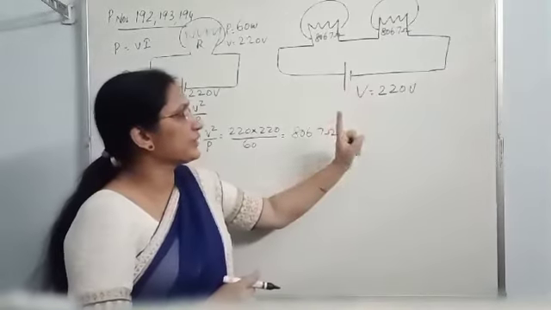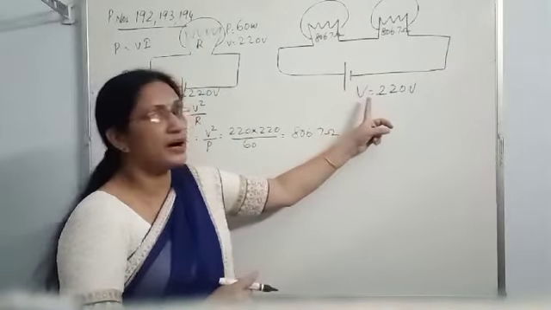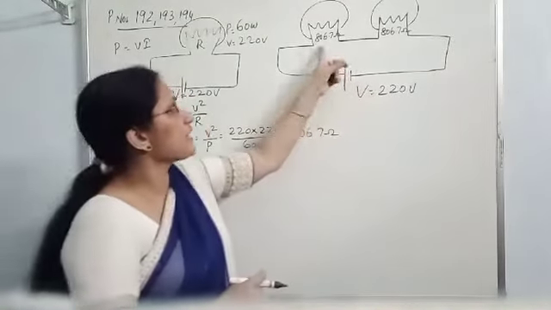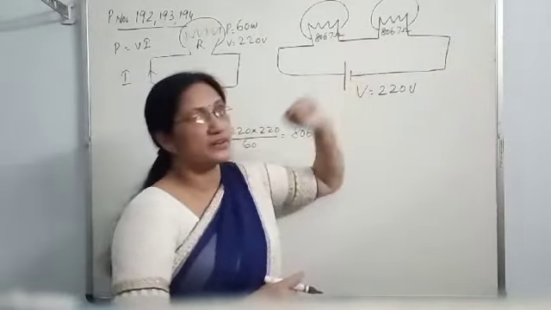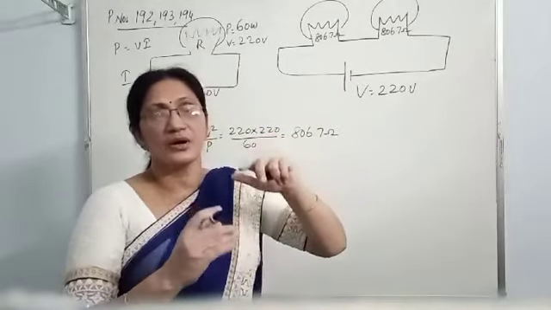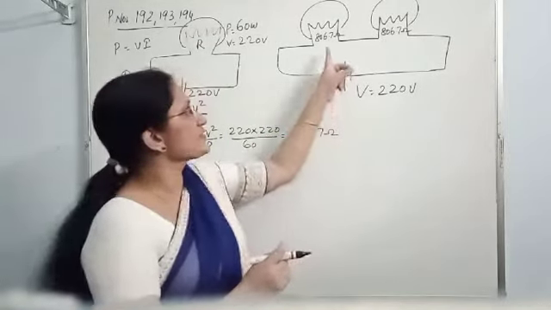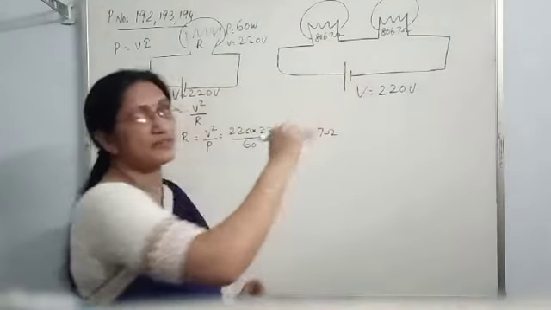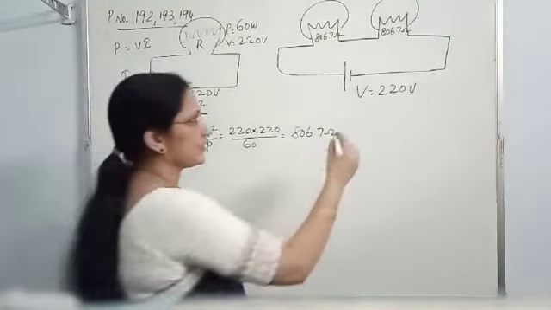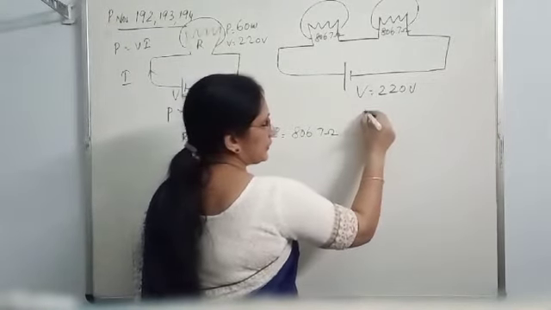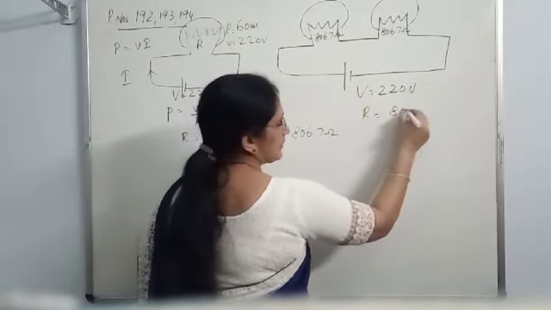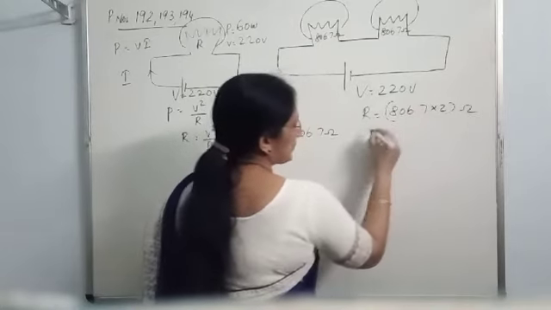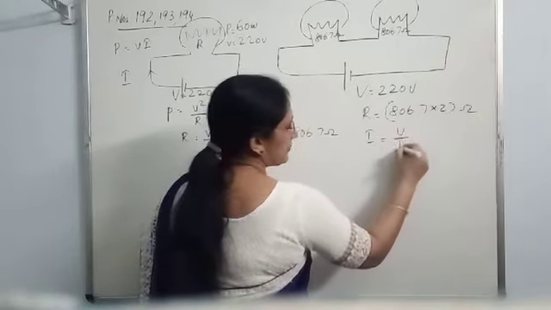I value you can find out by the formula V by R. V is 220. R means sum of these two because these two are in series. So you have to add them. Total resistance will be 806.7 into 2. Series circuit they are. So R is 806.7 into 2. So you can find out I by the formula V by R.